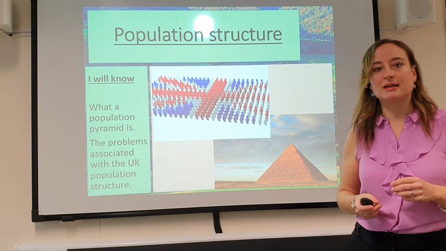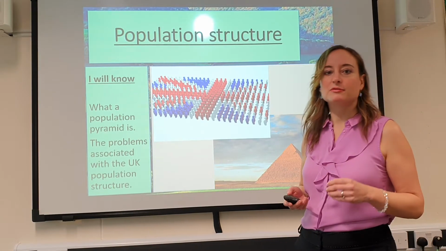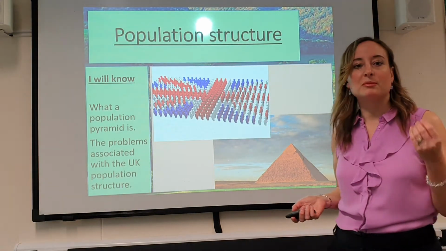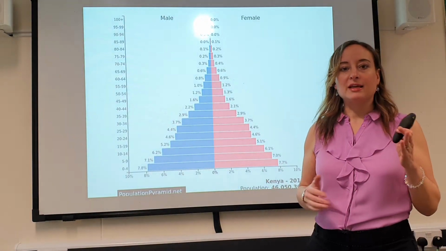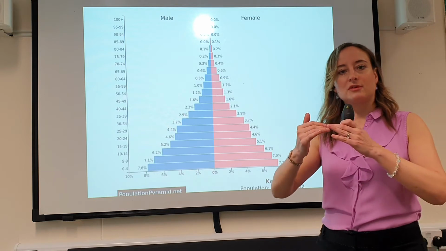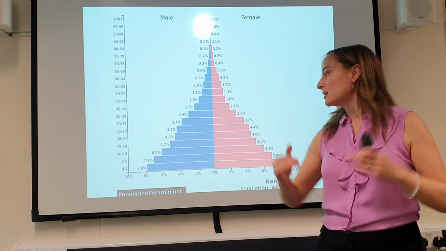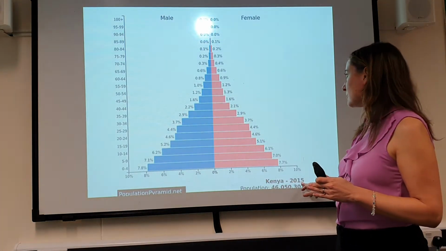Let's have a look at an example. We're going to start off by looking at an example of a population pyramid for Kenya. So this is a population pyramid for Kenya. It's a type of graph. It's a bar graph that goes out horizontally. So this is for Kenya in 2015.